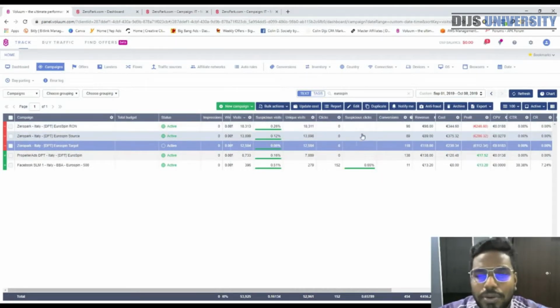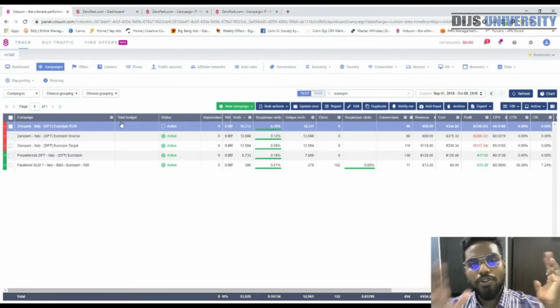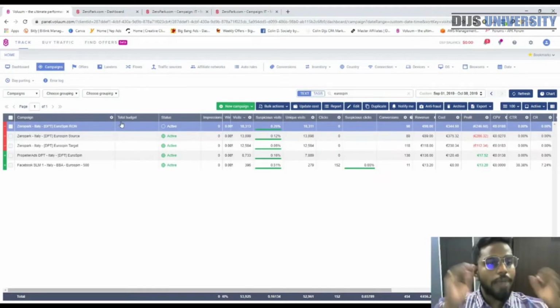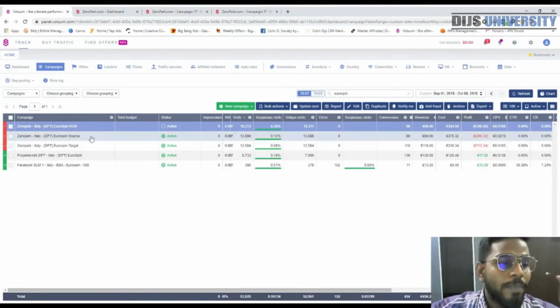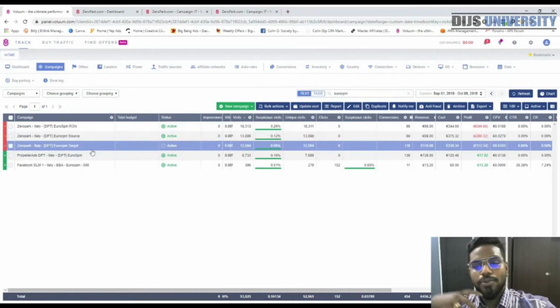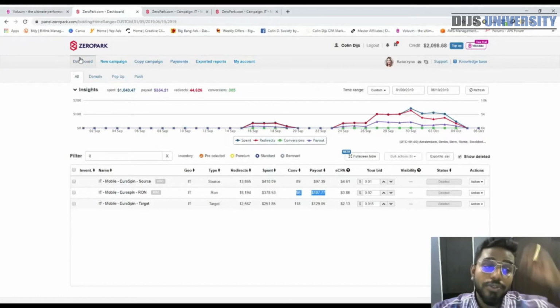I'm not going to do an analysis on the Eurospin run of network, because I think my colleague Dean already did an analysis on it. So I'm going to do an analysis on the Eurospin source as well as the Eurospin target. Now you know how everything works. Let's go inside Volume as well as inside Zeropark and see what kind of details we can collect from these campaigns. Let's go to Zeropark first.